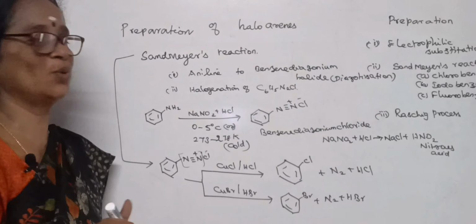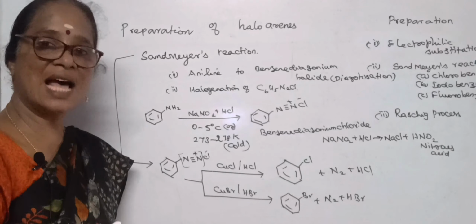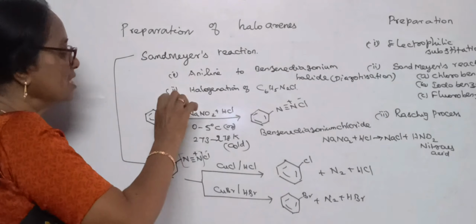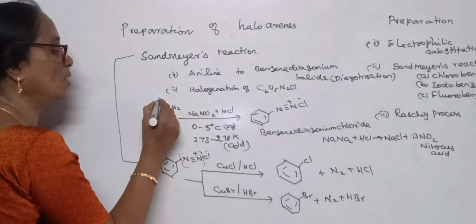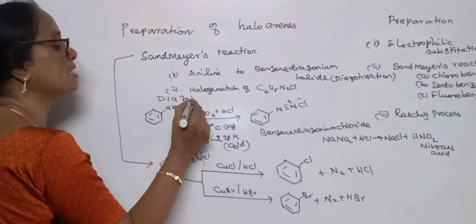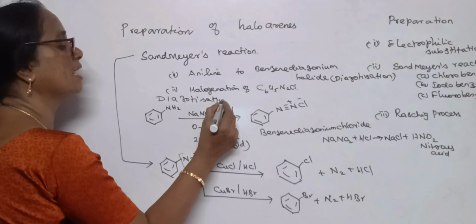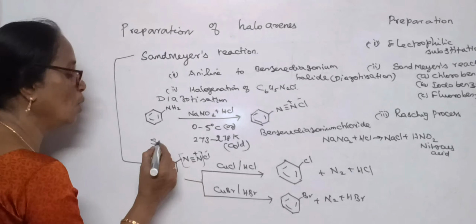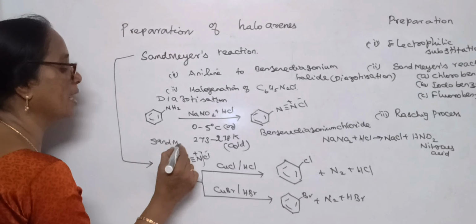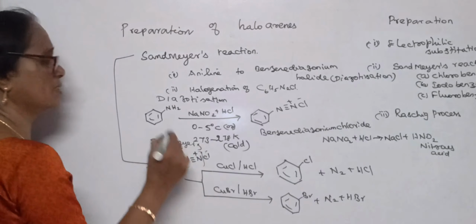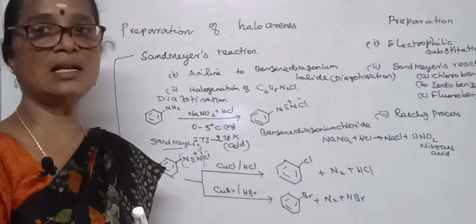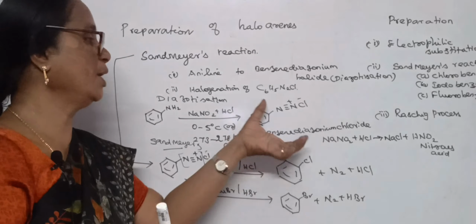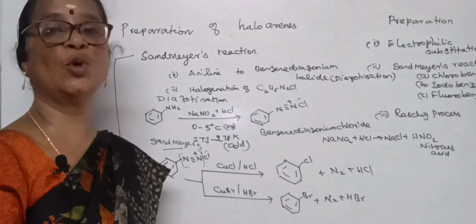This is what is actually known as the Sandmeyer reaction, but the first step is known as diazotization. So this reaction is called diazotization. The other reaction is known as the Sandmeyer reaction. So from this diazonium salt, we can even prepare iodobenzene as well as fluorobenzene.